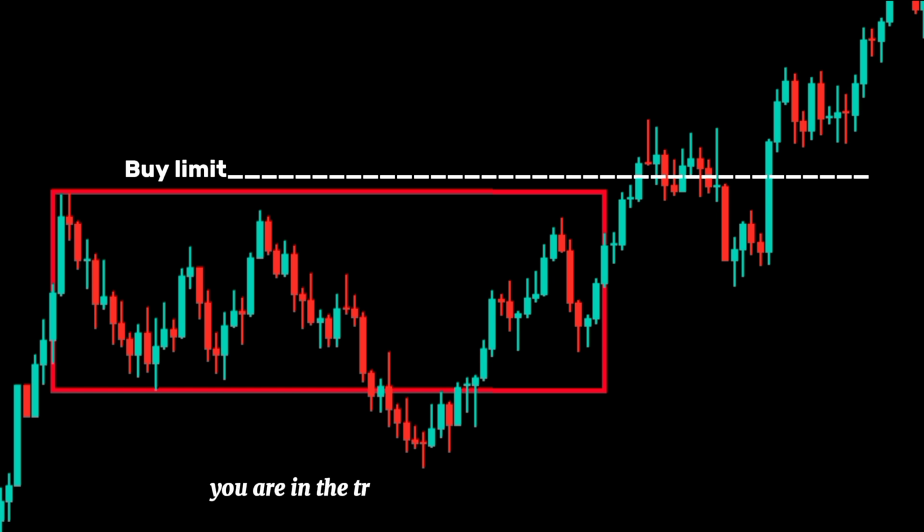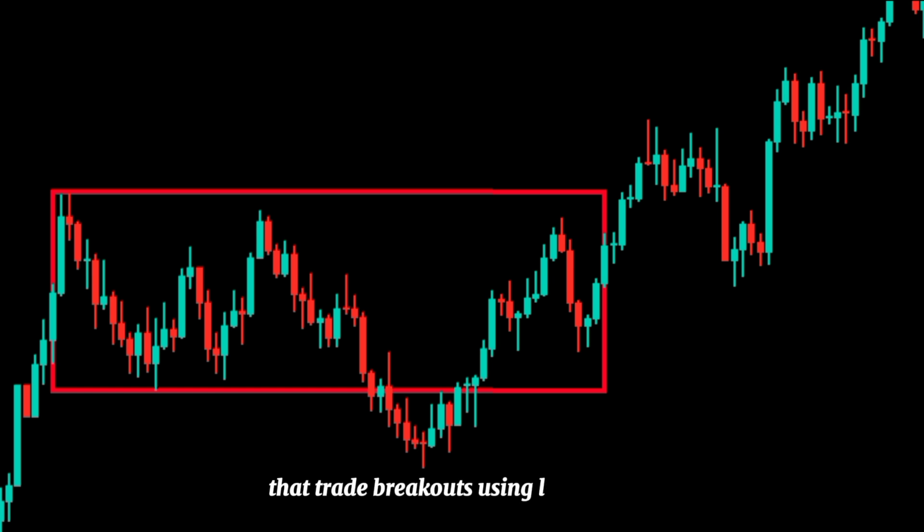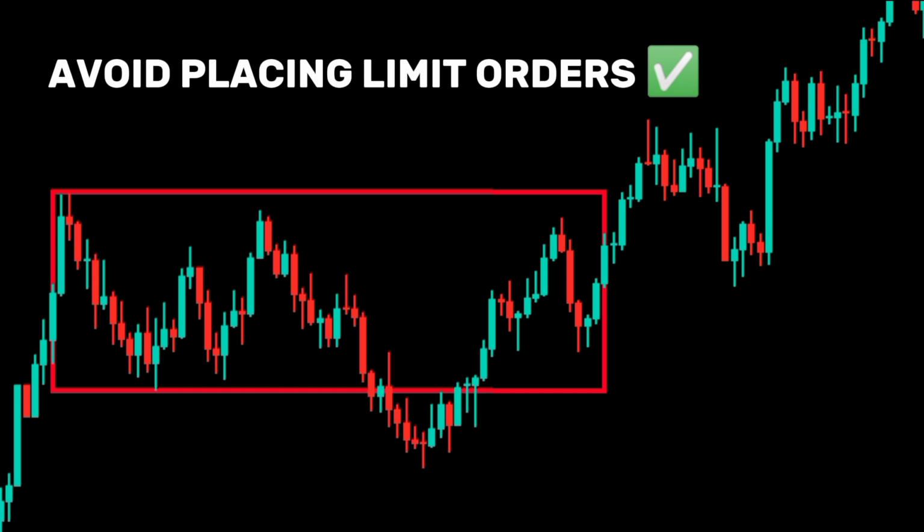First you are in the trade, and the next thing you are out, and later you see price moving in the same direction which you predicted it to go. This is what happens to 90% of traders that trade breakouts using limit orders. If you want to avoid the false breakout traps, then you must avoid placing limit orders.